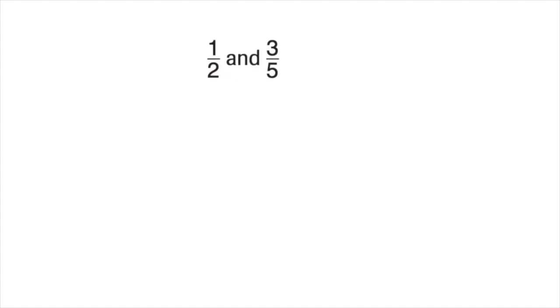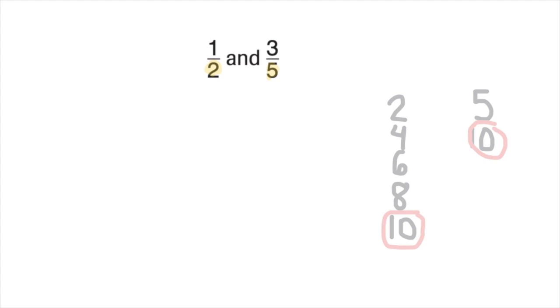Let's try another example. Here we have a pair of fractions, 1/2 and 3/5, and we want to change them to be a pair of fractions that have the same denominator. Right now, we have denominators of 2 and 5, so they are not common. They're not the same. So the first thing we have to do is list our 2's and list our 5's and find something they have in common. So 2, 4, 6, 8, 10. Let me start listing my 5's. 5, 10. I already see something they have in common. They both have 10.